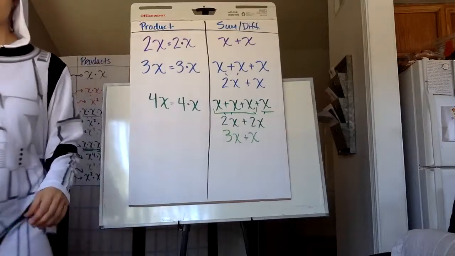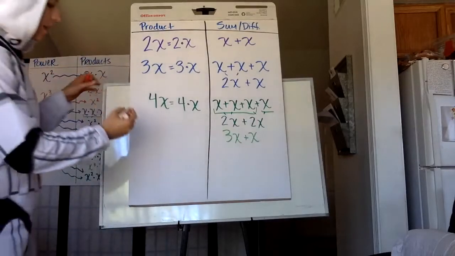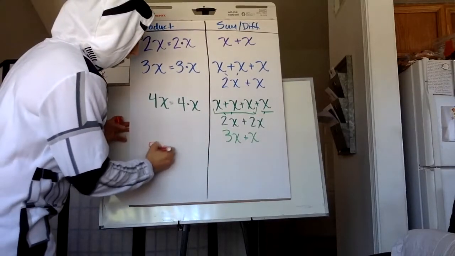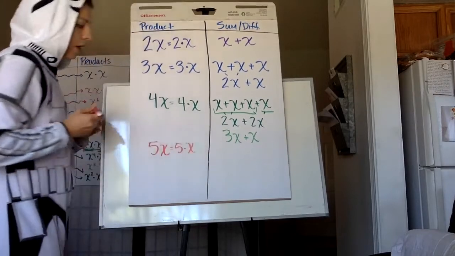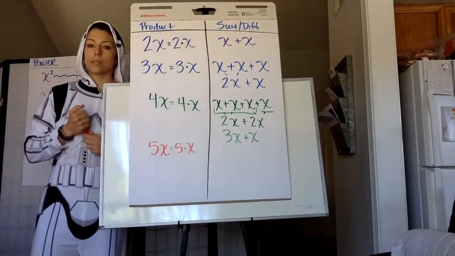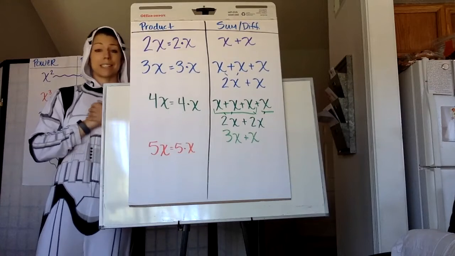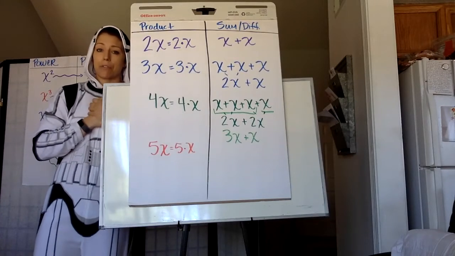So let's do one last one. Our last one is 5x, which is of course 5 times x. Go ahead, pause the video now and write out as many sums as you can that equal 5x.